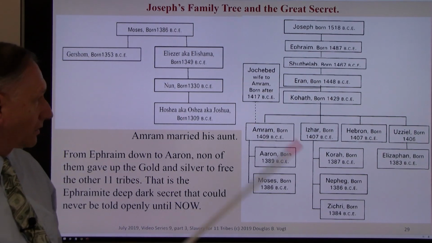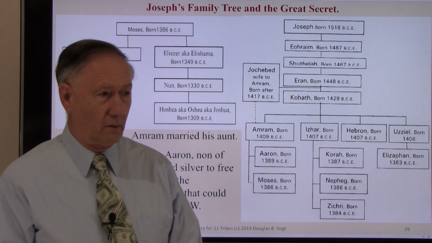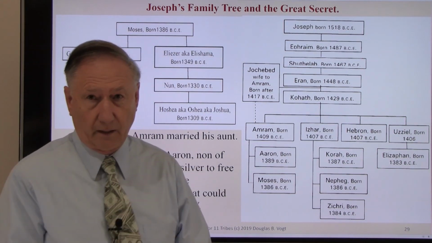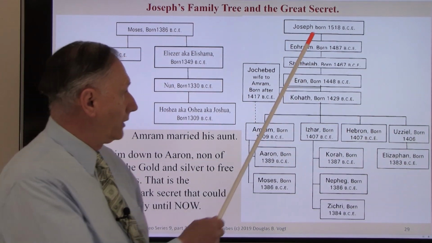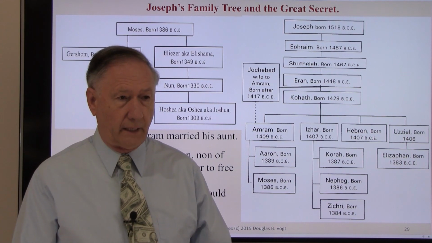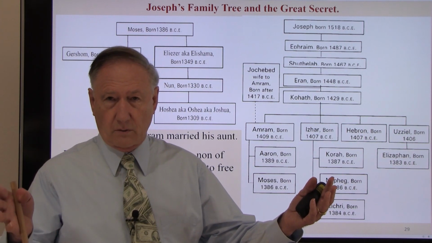Now I'll explain what's going on here. Moses' line through Joshua became basically the head of state. He became like king. Aaron's line became the religious head. They owned the religious end of the business and the state end of the business. It's all in the family.